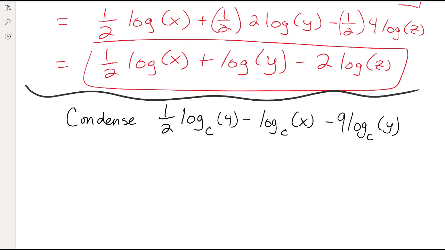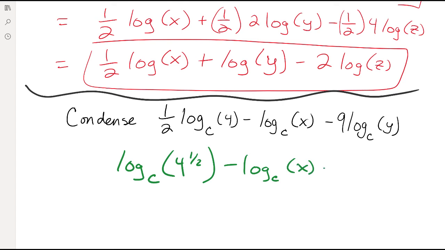Okay, we're going to do our steps in reverse here. So the first thing I'm going to do is apply my power rule. So this becomes log base c of 4 to the 1/2 power. Just brought my coefficient back in as a power. Minus log base c of x. We're going to do the same thing, bring that 9 in. Minus log base c of y to the 9th power.